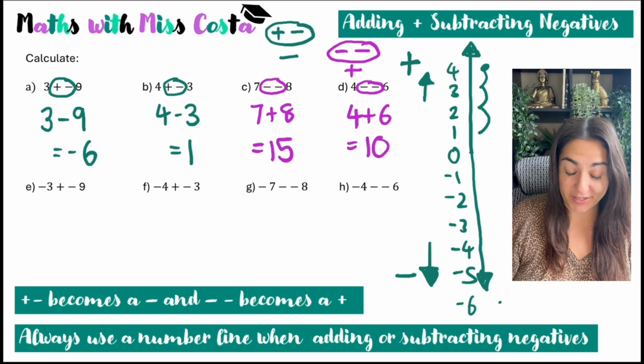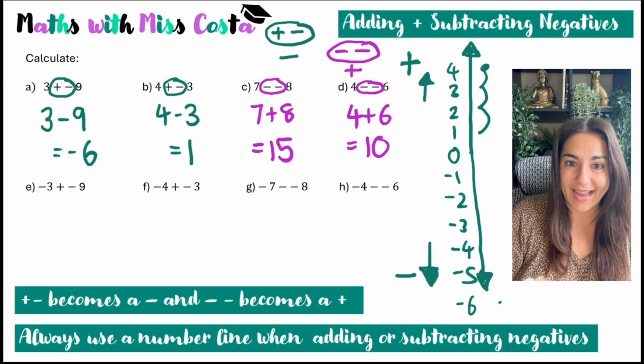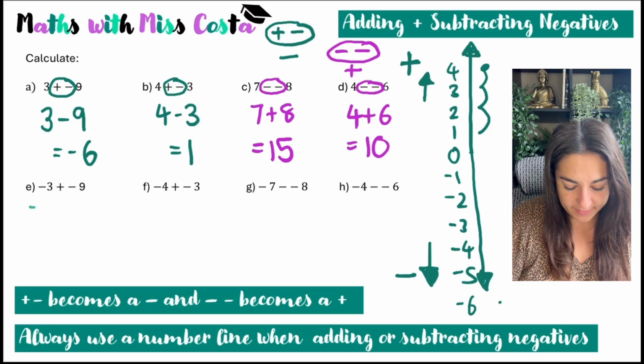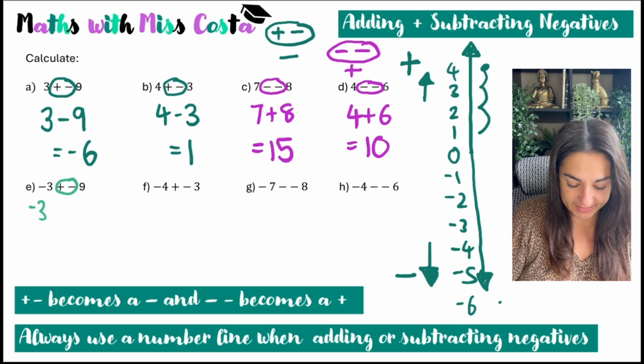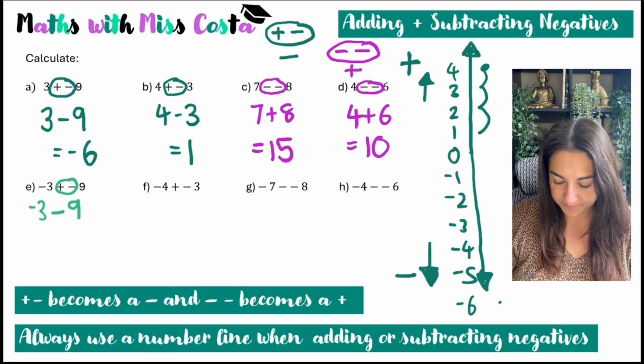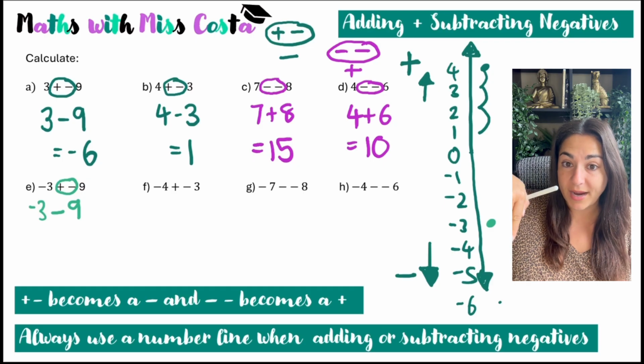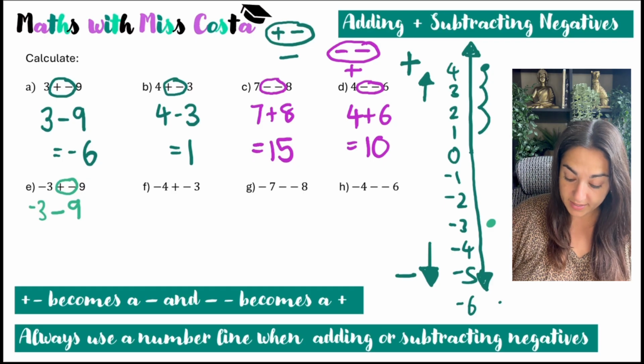Then it gets slightly trickier because we've got the double signs and we've got negatives. So first step, I'm going to rewrite because I see that there are two signs here. So adding a negative is the same as subtracting. So it would be minus 3, minus 9. So you think, okay, I'm going to start at minus 3 on the number line and I'm subtracting, so it's going to go down the number line. So minus 3, minus 9.